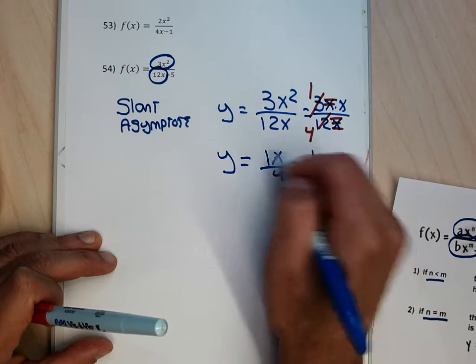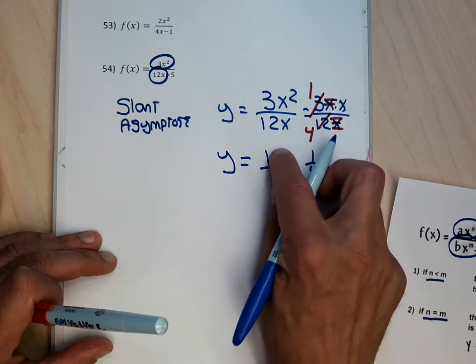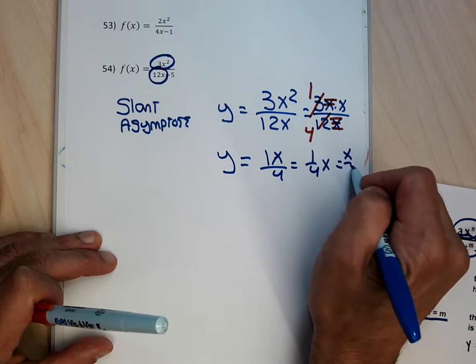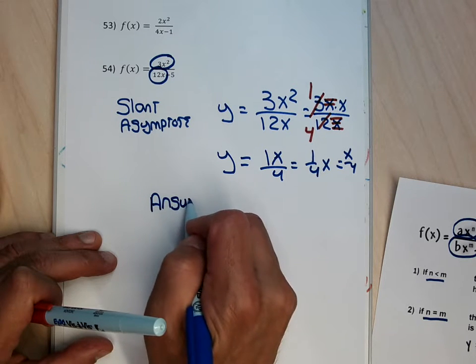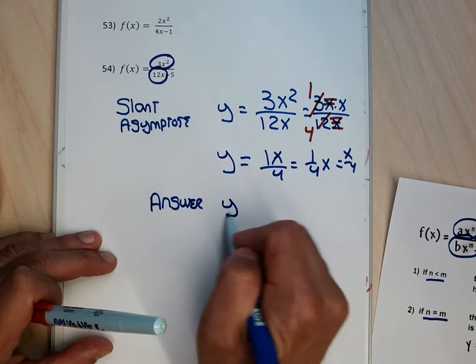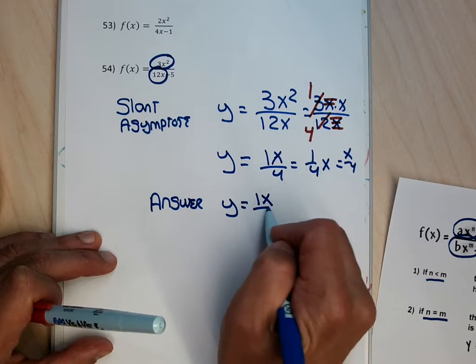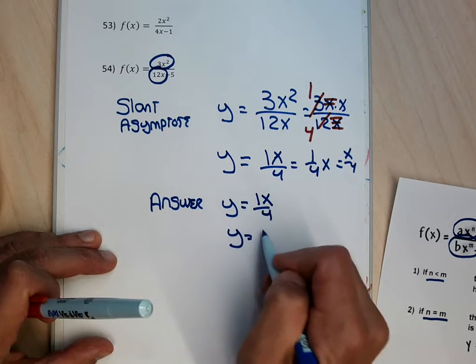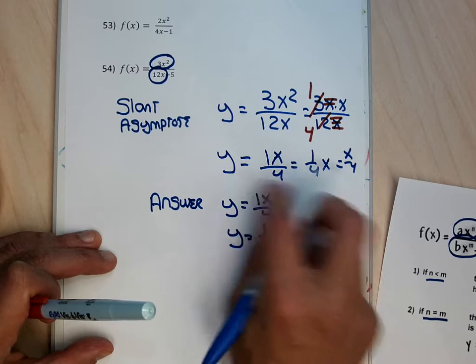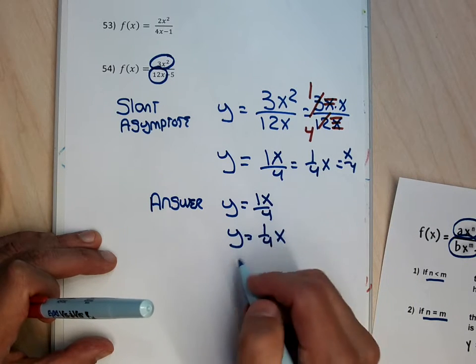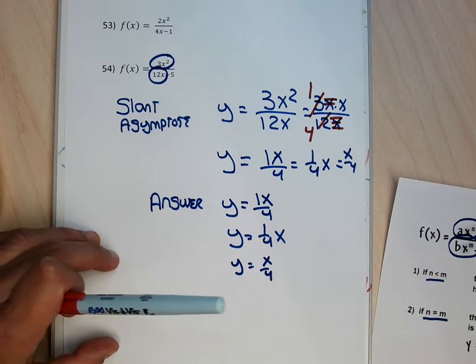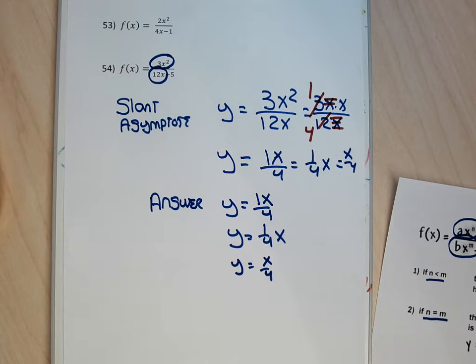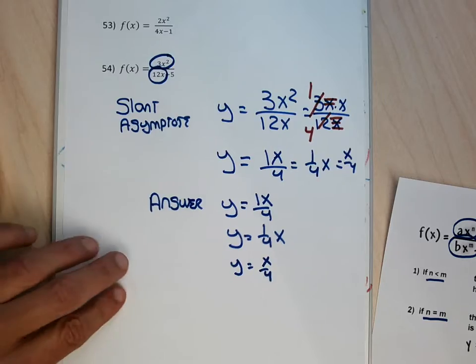If I move the x out to the right of the fraction, it's also the same as just x over 4. So any one of these for an answer to problem 54 would be fine. All of these are equal to each other. y equals 1x over 4 equals y equals 1/4 x. The x can be moved out front, or I can drop that 1 and leave it x over 4. Your answer for 53 should be similar. And we just have two problems left to do.